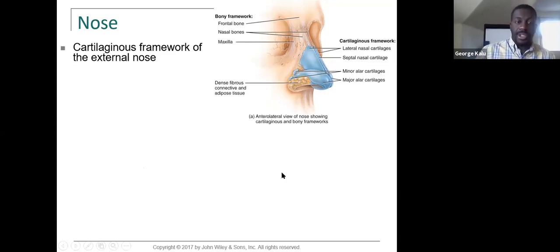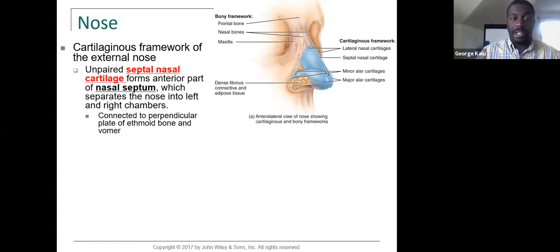So we're going to take a look at some of the cartilage that's going to help to make up the nose, and this cartilage is going to be important to help give our nose some structure. The first part of cartilage is called the septal cartilage. And that's the cartilage that runs right along the ridge of your nose, right here.